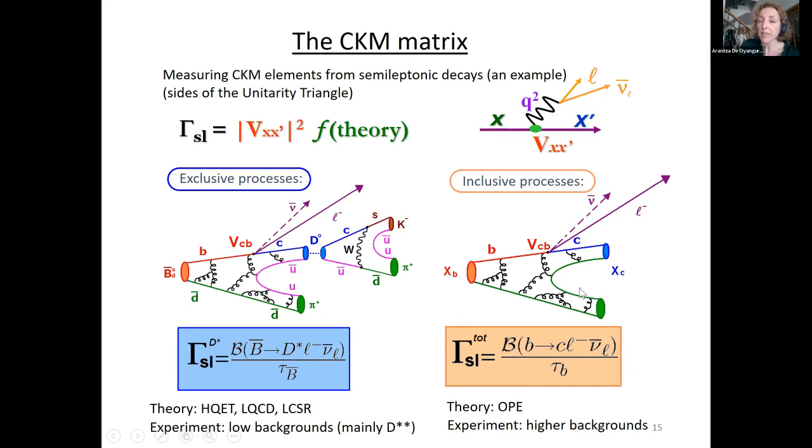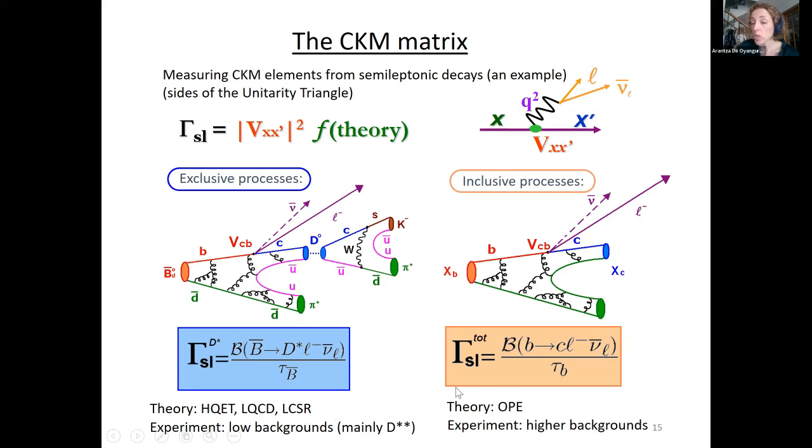And if I am talking about an inclusive process, that means that what I'm considering is anything which has a B quark decaying to a charm quark. And the theory behind each of the processes, or the way to describe them, is different. Okay, the theory is not different, but the way of description is different. For instance, in this case, we are using heavy quark effective theory. We are using lattice QCD and light-cone sum rules to compute form factors.